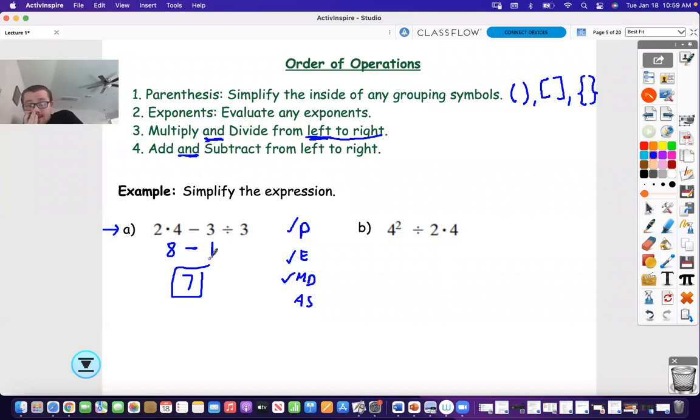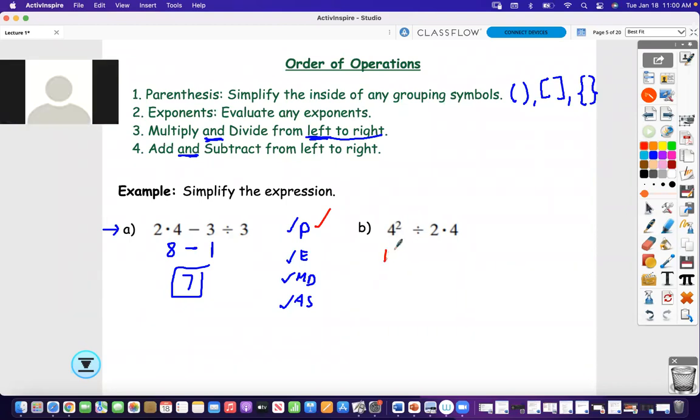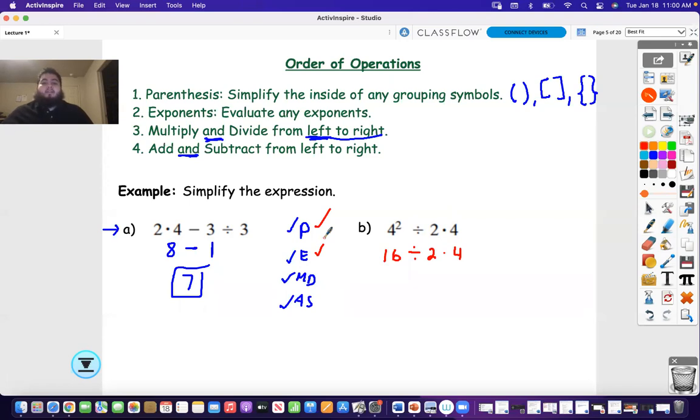All right, let's try example B. So we're done with A, so let me switch my color out. Are there any parentheses in B? No, so we're done. Are there any exponents in B? 4 squared. Yeah. How do we evaluate 4 squared? What's 4 times 4? 16. That is correct. Now bring everything else down. Now we're gonna multiply and divide from left to right.